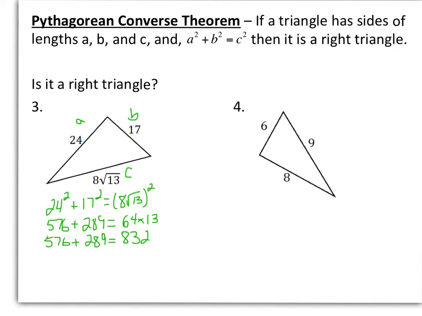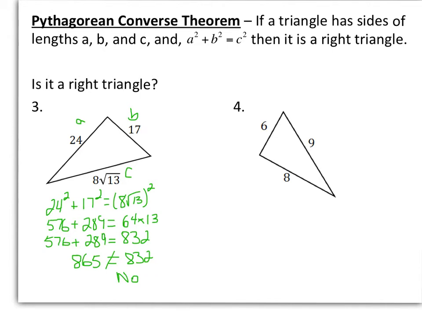Okay, so combining like terms on the left, 865 equal to 832. Okay, that's not true, so then this triangle is not a right triangle.